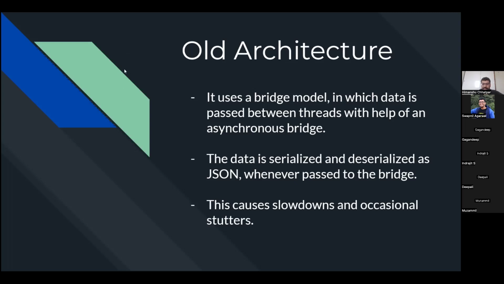As you can see, we had three threads: a native thread, a shadow thread, and your JS thread. So how do you talk from JS to native? If you want to send some data, you use a bridge. This bridge is used to pass data between threads, and it is asynchronous. The data is serialized and deserialized as JSON. So this may cause slowdowns and occasional stutters.